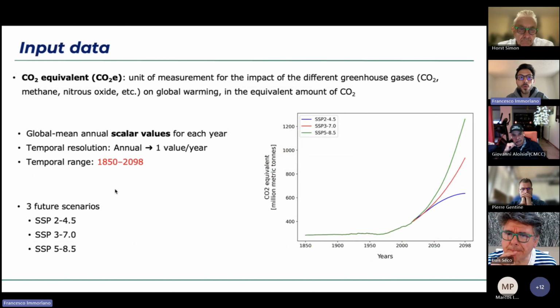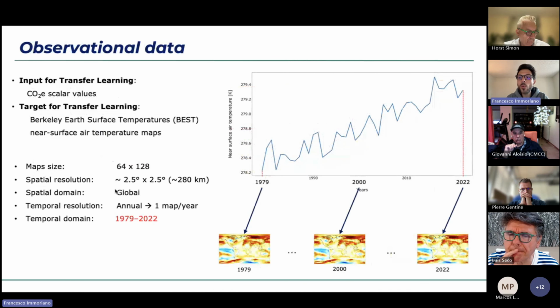The CO2 equivalent data were simulated by a reduced complexity model, again from 1850 to 2098, so for the entire period. And it produced directly the global mean annual scalar values. And concerning the observational data, they were gathered on a monthly basis from the Berkeley Earth surface temperature dataset, which is a dataset publicly available and maintained by the colleagues at Berkeley. We processed them to obtain the annual version, and to obtain the same spatial resolution of the CMIP6 simulations we used a conservative remapping to align the resolutions. But these were the three sources of data.